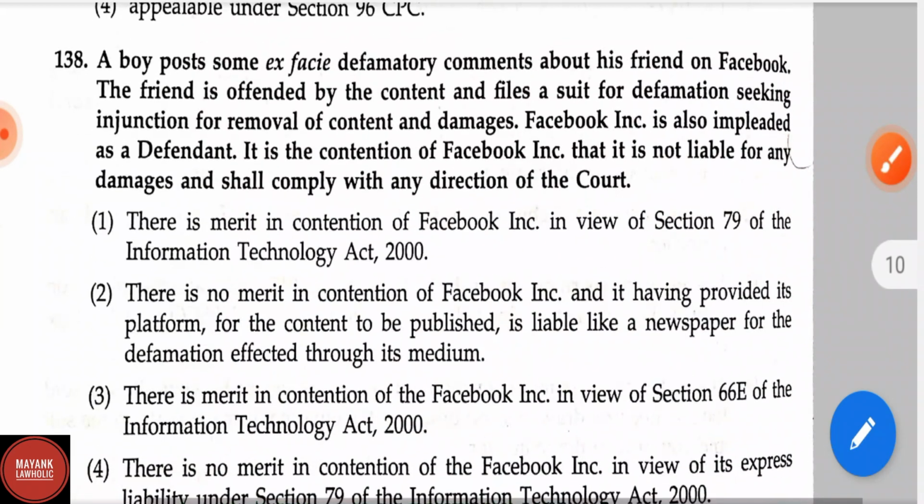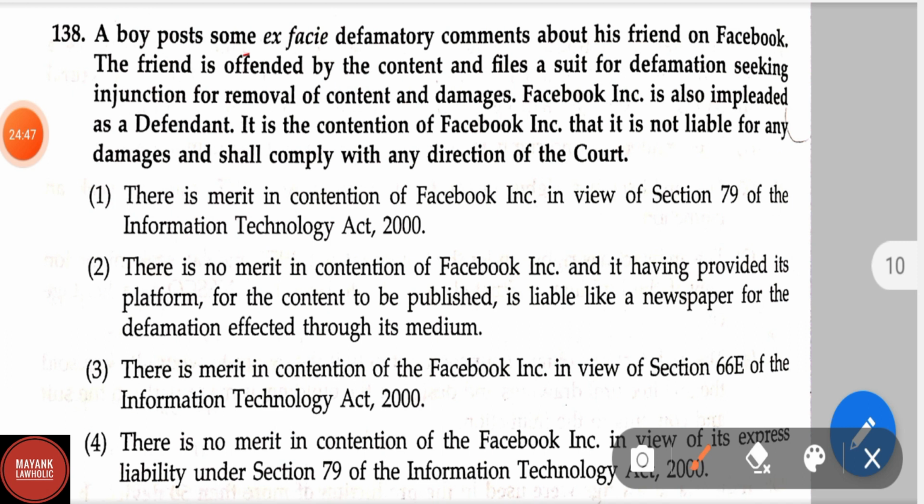Now let us see question number 138. A boy posts some ex facie defamatory comments about his friend on Facebook. The friend is offended by the content and files a suit for defamation seeking injunction for removal of the content and damages. Facebook Inc. is also pleaded as defendant.